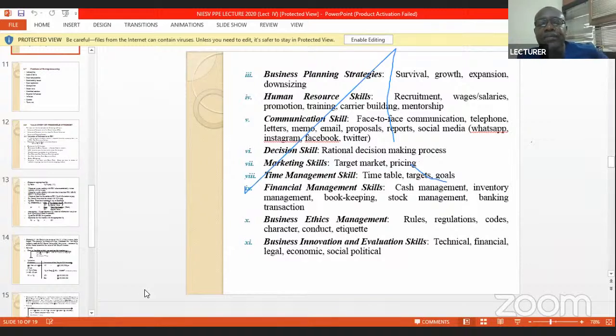Decision-making skills. A good entrepreneur must know the rational decision-making process. If you have your writing materials, I didn't include it here, but it's necessary that you remember them. The rational decision-making process follows the scientific process. And what is that process?